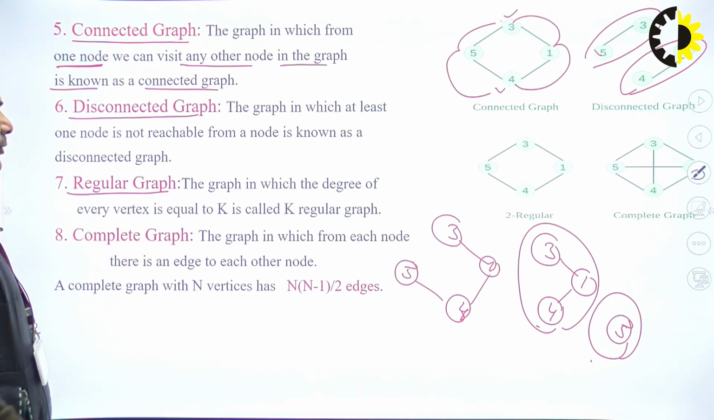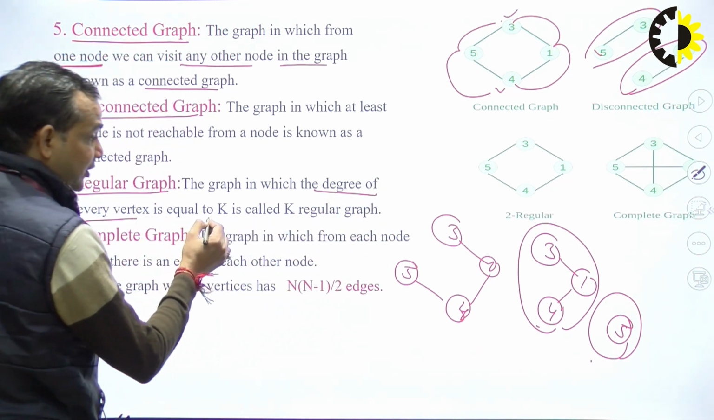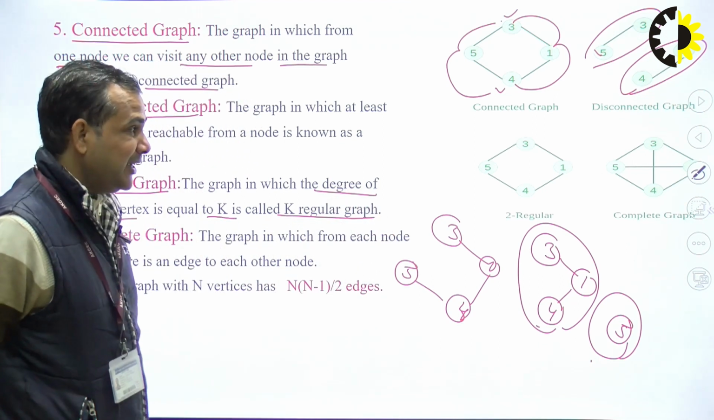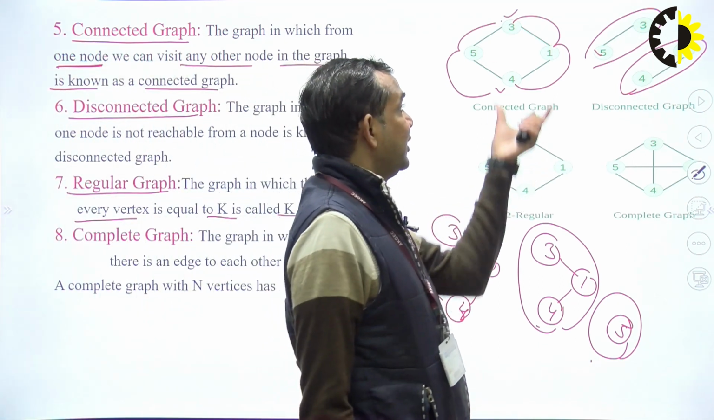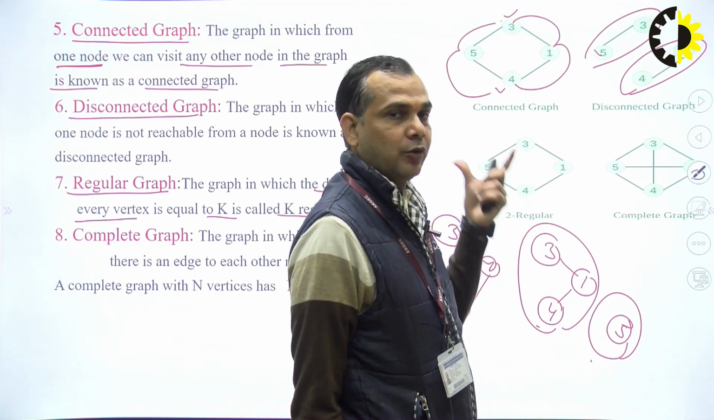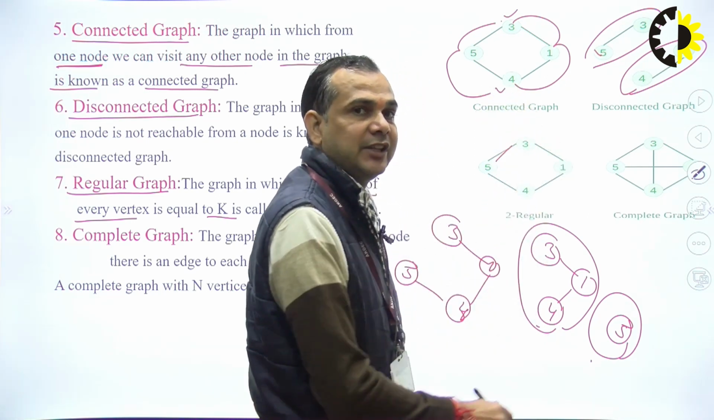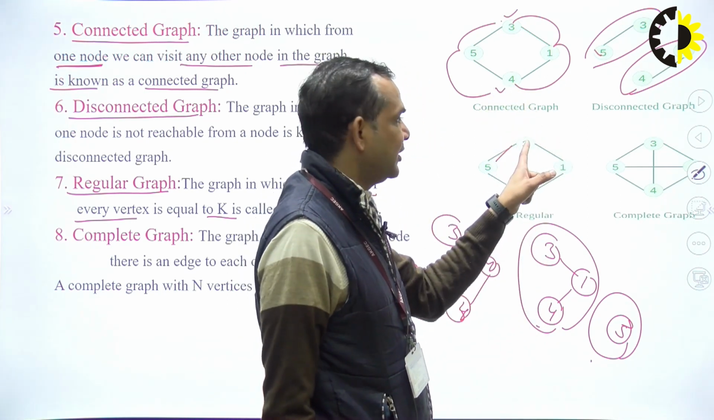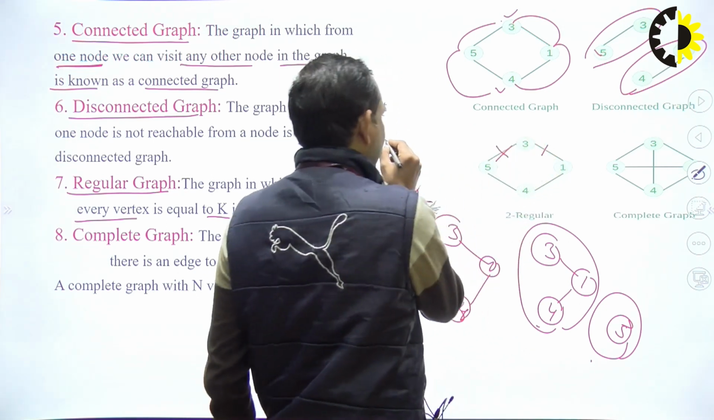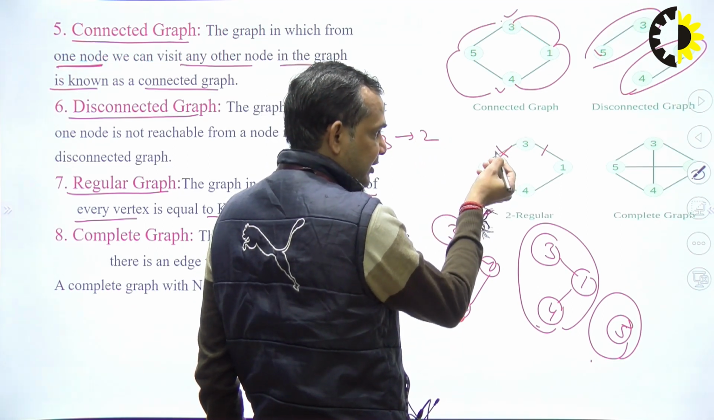In a regular graph, the degree of every vertex is equal to k. That is known as the k-regular graph. Here, for every node we have to find out the degree of the node. Degree means how many edges are connected with that node. The degree of 3 is how many nodes are connected, that is 1 and 2. So the degree of 3 is 2. Degree of 5, how many nodes are connected, this one, 1 and 2.